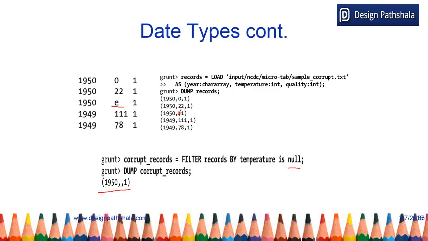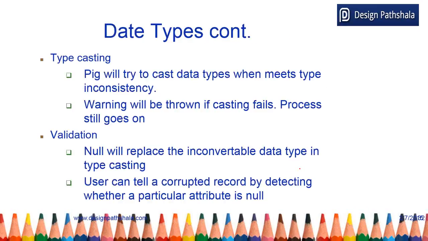Pig will not throw any errors if it's not able to typecast the way you would assume. If you have not defined the variable data types, Pig will try to typecast based on the operation you are doing on the data, but it will not throw any errors if it's not able to typecast the variables. It will just throw you warnings.